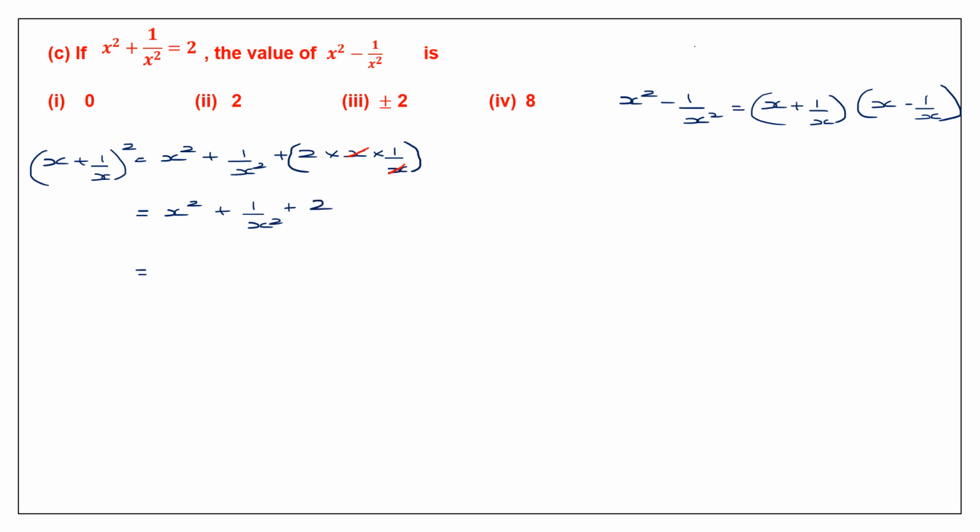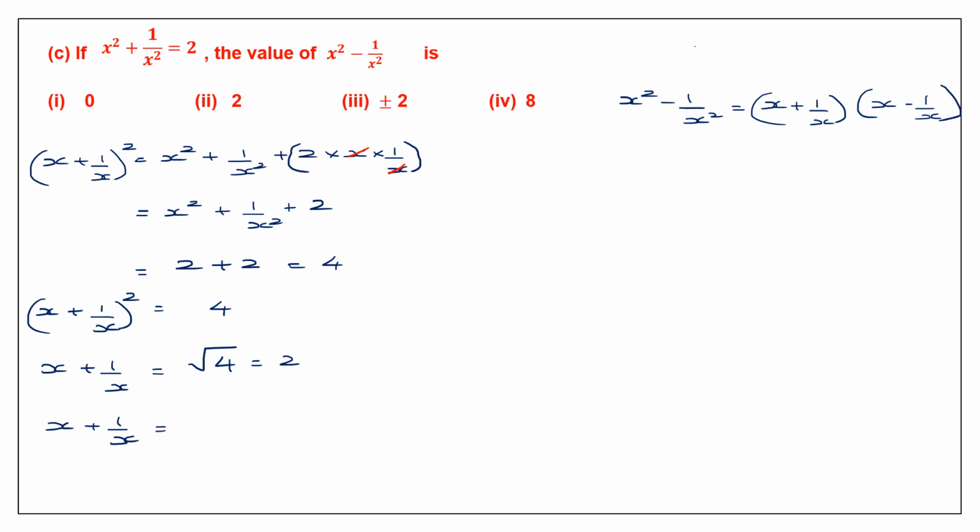Now we already know the value of x square plus 1 by x square. It's given to us in the question, so that is 2. So here we can substitute and write 2 plus 2. That means this is equal to 4. So we have found the value of x plus 1 by x the whole square, and that is equal to 4. So if we have to find the value of just x plus 1 by x, we just have to find the square root of 4. The square root of 4 is 2. So we have got the value of x plus 1 by x, and that is equal to 2.